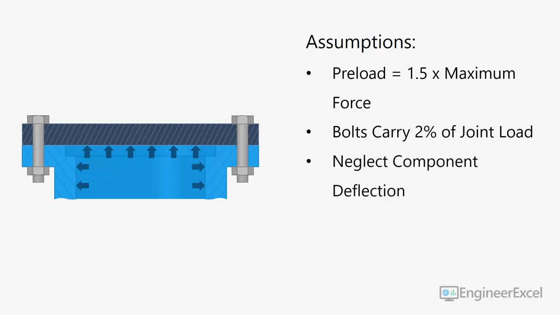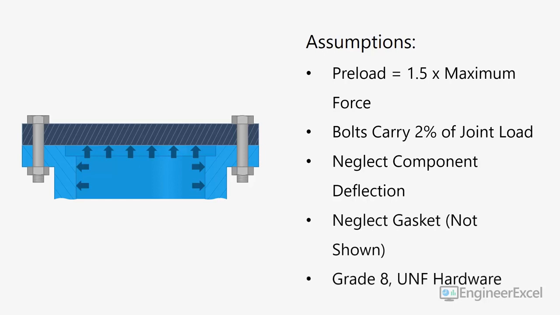We'll neglect component deflection and assume that everything is rigid. We'll also neglect the gasket, which I haven't shown in the drawing. And finally, we'll assume that the joint uses grade 8 fine threaded hardware.